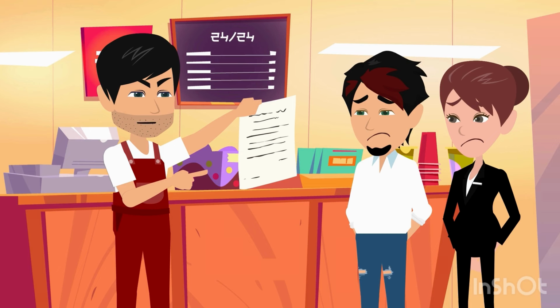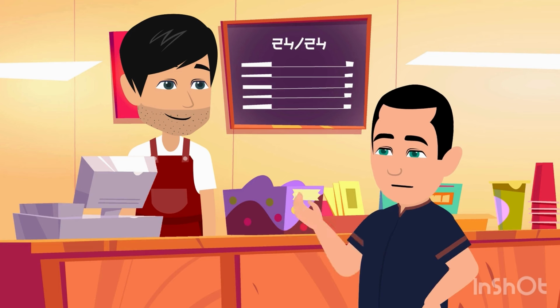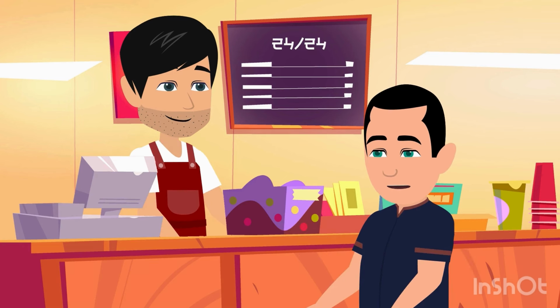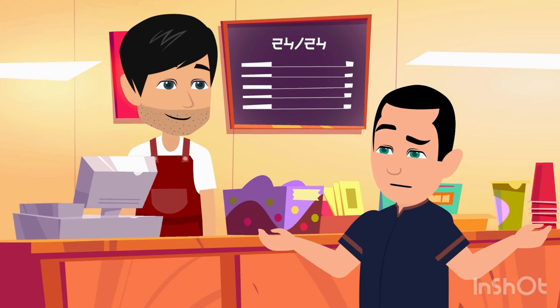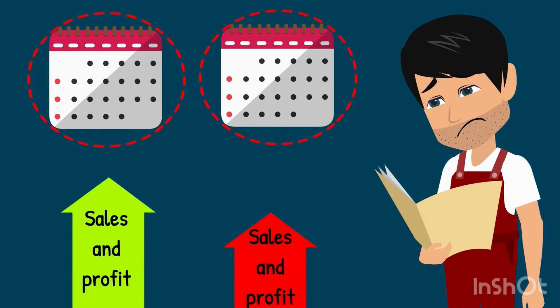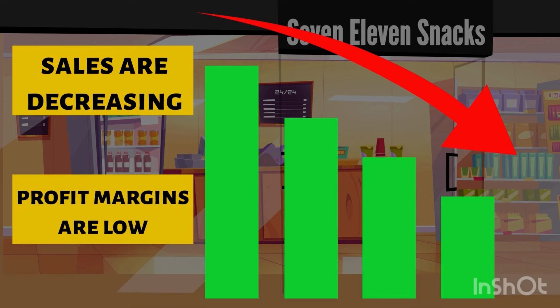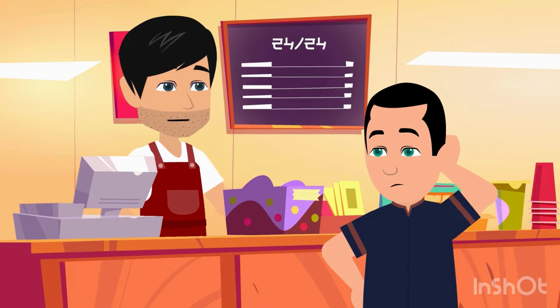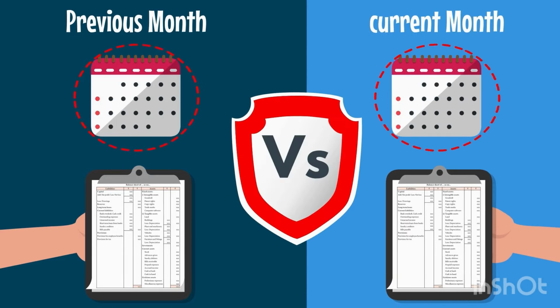Why is our sales down? Why are our profit margins so low? Hello, uncle. Hello, beta. Uncle, may I ask you something? Yes, Ansh. Tell me, beta. Why are you yelling over the staff? Beta, I have compared our sales and profit ratios with the previous period, and I found that our business sales have been decreasing compared to the last period. Even our profit margins are low. How do you know that? I have summarized the transactions from the previous period, and now I've done the same for the current period.